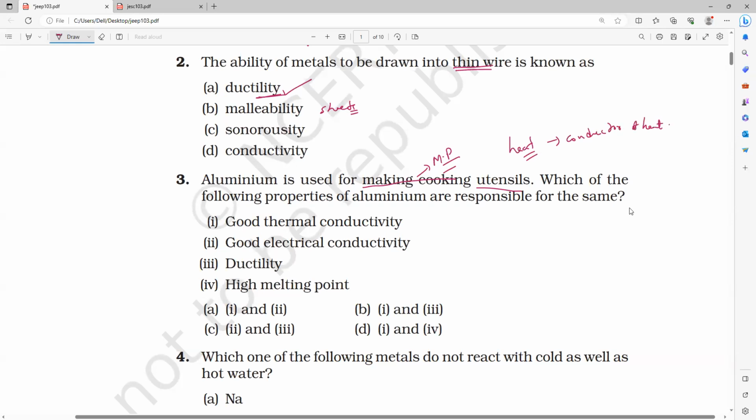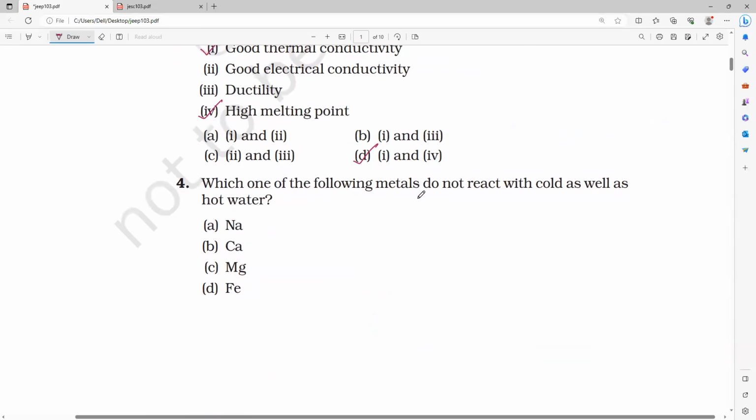So you can see that, good thermal conductivity and a high melting point. Both it is. So that is why option 4: high thermal conductivity as well as high melting point.